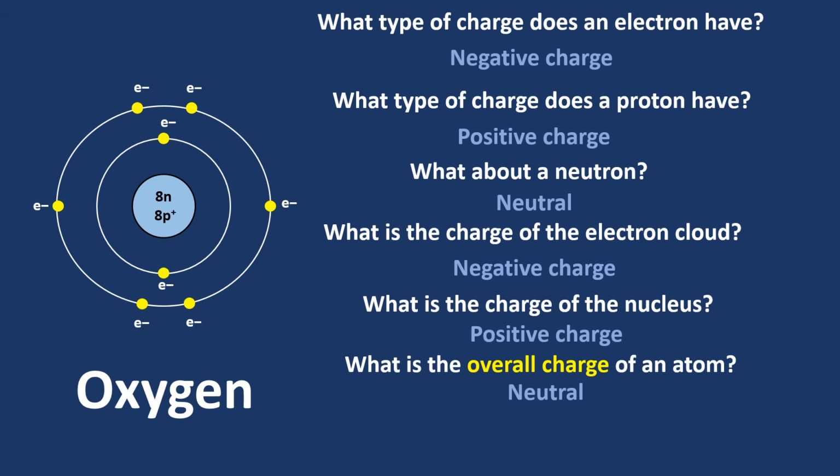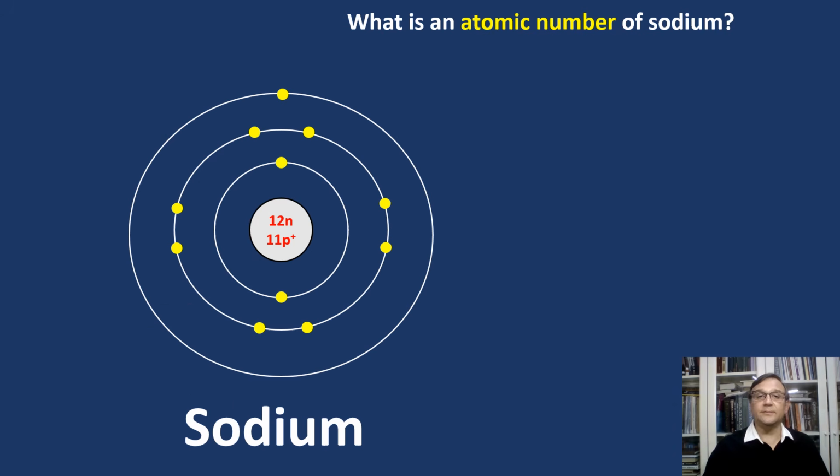Now let's move to another key point. What is the atomic number of sodium? The atomic number represents the number of protons in an atom. Sodium has an atomic number of 11, meaning it has 11 protons. The nucleus carries a positive charge, while the electron cloud carries a negative charge. These different charges keep the atom together. The atomic number is determined by the number of protons.